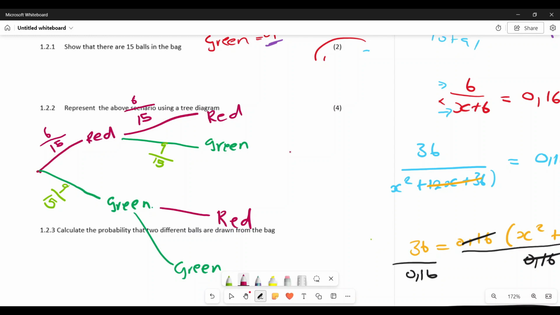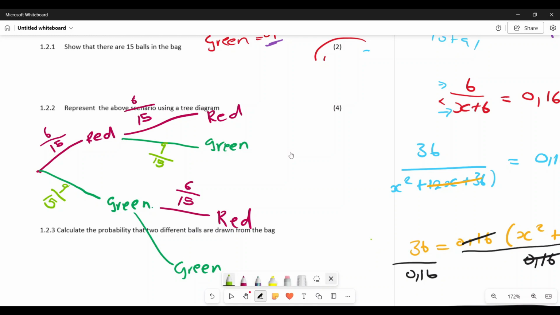Now, if you choose a green ball, what is the probability that you will now choose a red ball? How many red balls do you have? You have 6 red balls. How many options can you choose from? There are still 15. So your total number of balls won't be affected, because whenever you choose a ball, it is replaced.